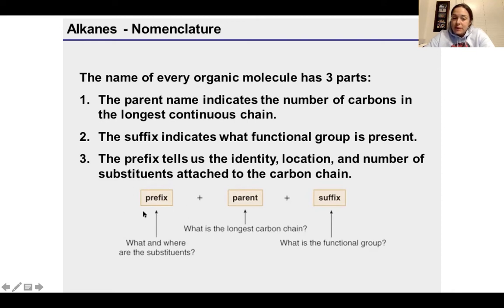The prefix out front tells us what kind of substituents we have, where they are, and how many there are attached to our longest continuous carbon chain. So there are 3 parts. The suffix tells us the functional group. The parent, the root of the word, tells us the longest carbon chain. And the prefix tells us where, how many, and what the substituents on this chain are.